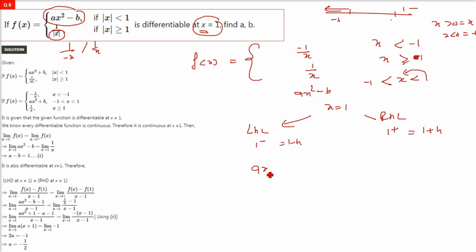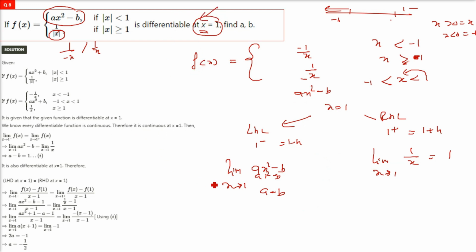Okay. So you have this ax square minus b here. And for this, when we go a bit higher than 1, it is going to be 1 by x. So just apply the limit x tends to 1. Here also x tends to 1. When you put x as 1, you get a into 1 square minus b. So 1 square will be 1 only, so it will be a minus b. Here you have 1 by 1, that is going to be 1. So left hand and right hand limits are a minus b and 1.